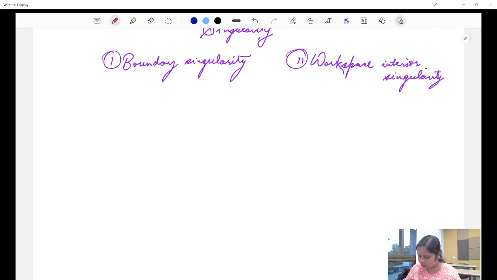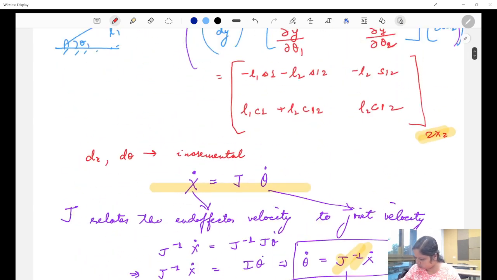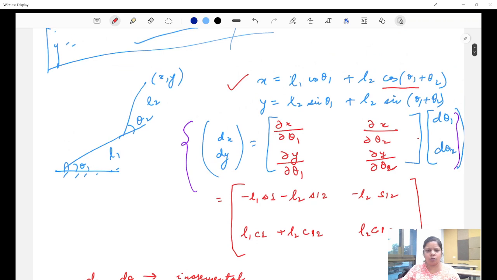Okay. So for this 2-link manipulator, this is my end effector. I have already calculated the Jacobian, right? This is the Jacobian for the 2-link manipulator.